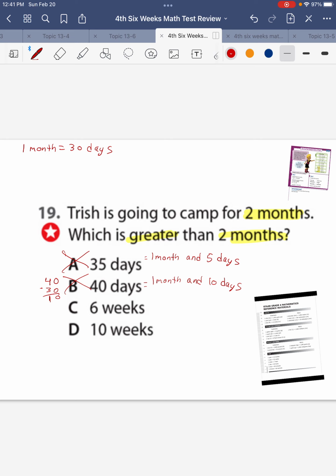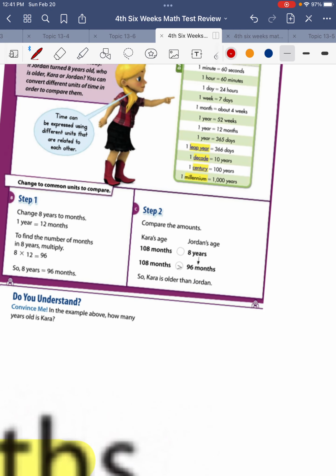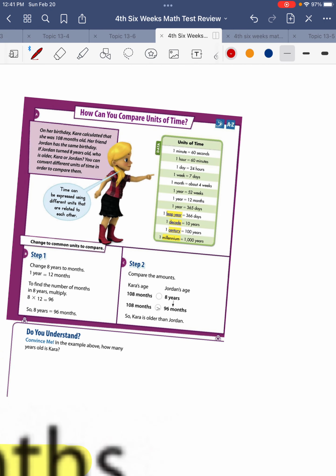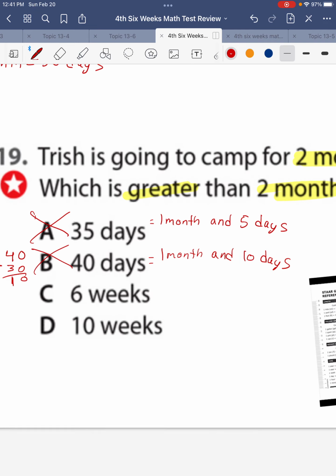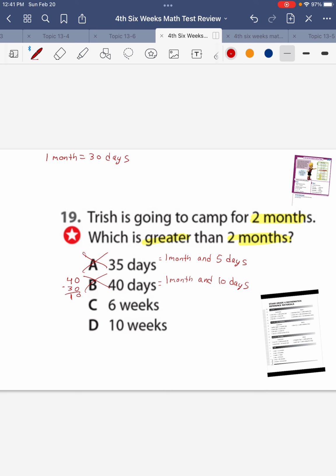I'm at C. So it doesn't say it in any of our charts, but taking our prior knowledge again, or actually, does it say it in this chart? Yes. Okay. It says it in this one. Okay. So remember, we glued this one in our math journal. It tells us here that 1 month is about 4 weeks. Okay. So I'm going to write that down over here. 1 month equals about 4 weeks. Okay.